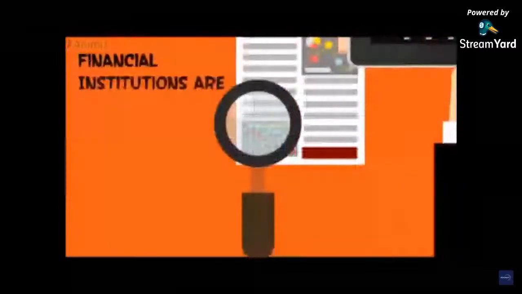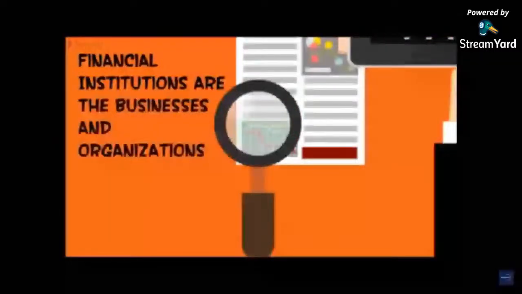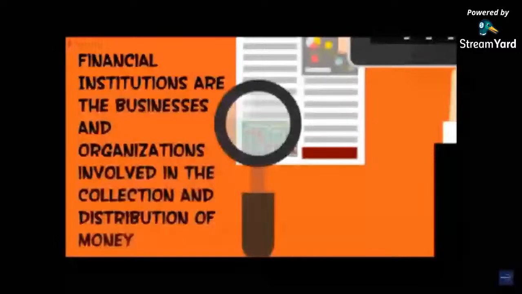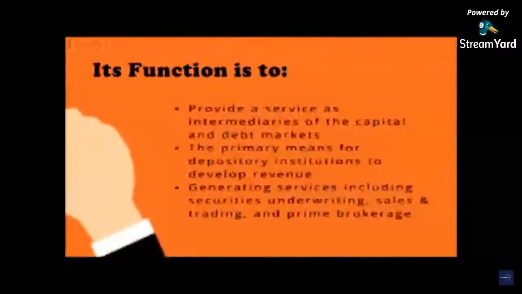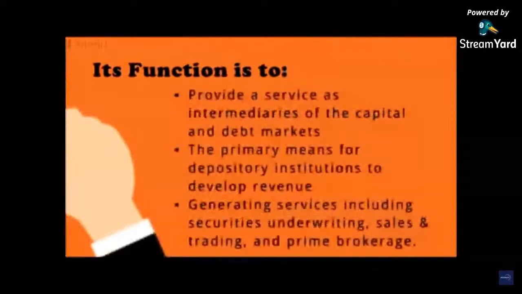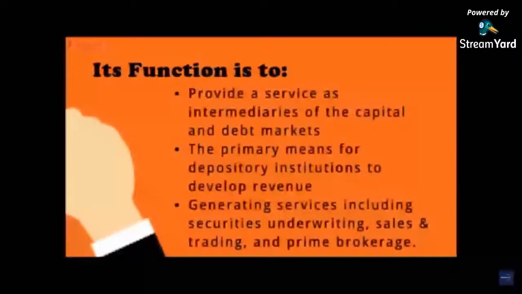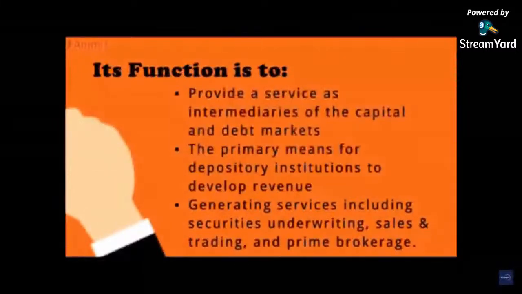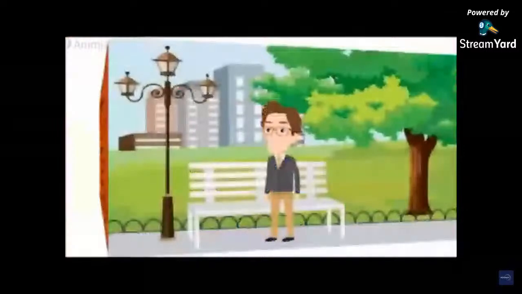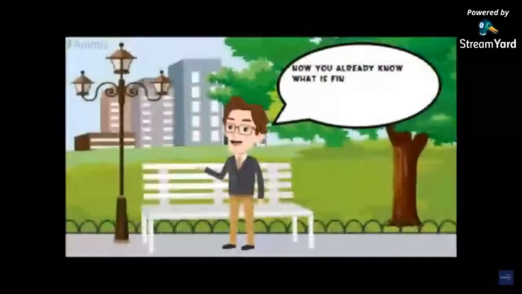Financial institutions are the businesses and organizations involved in the collection and distribution of money. Its function is to provide a service as intermediaries of the capital and debt markets. The primary means for depository institutions to develop revenue are generating services including securities, underwriting, sales and trading, and prime brokerage. Now you already know what a financial institution is and its function. Let's proceed to how the financial system works.